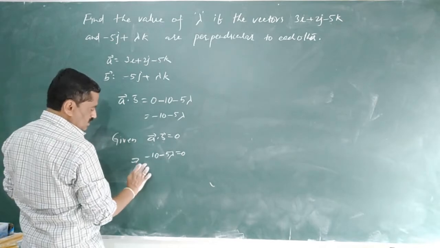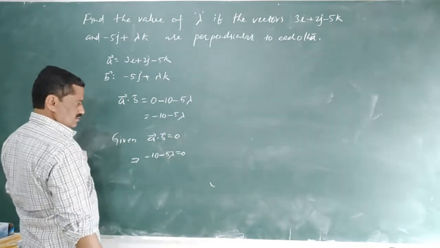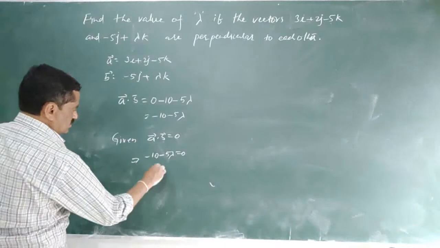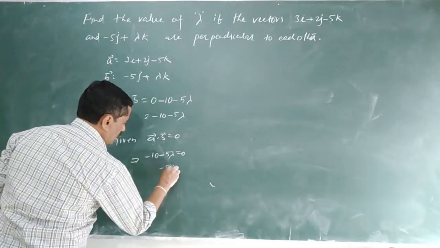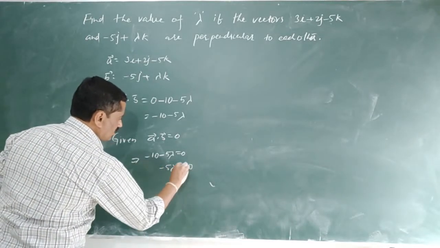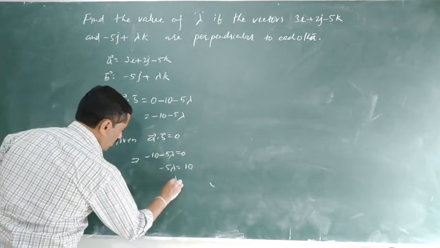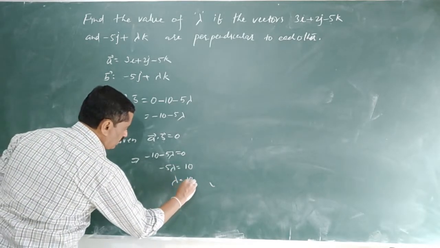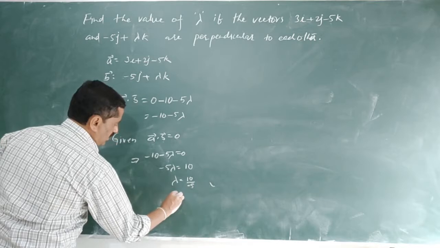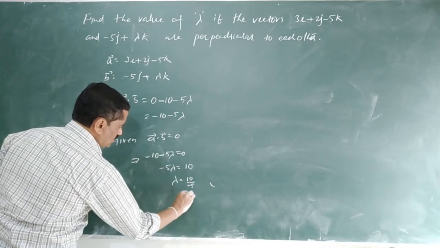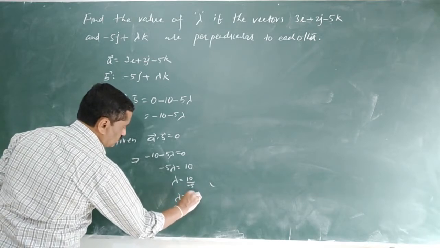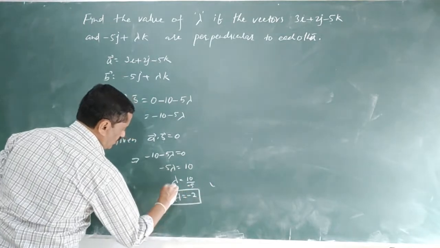Now bring this minus 10 to the RHS. Therefore minus 5 lambda is equal to 10. Therefore lambda is equal to 10 divided by minus 5. Five twos are 10, so that is minus 2. Lambda is equal to minus 2.